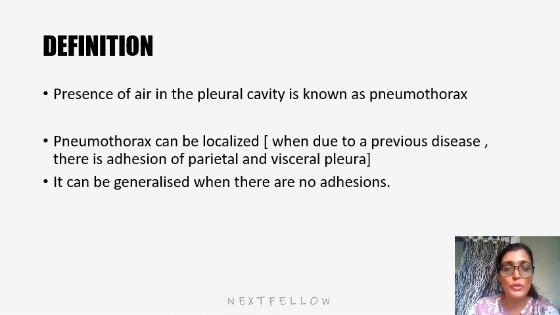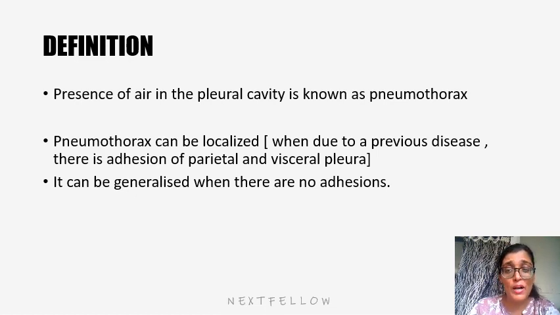Now, pneumothorax can be localized when it is due to a previous disease, with adhesion of the parietal and the visceral pleura, or it can be generalized when there are no adhesions. Imagine that a patient has some kind of infection and has developed loculated pleural effusion, or has developed adhesions of the parietal and visceral pleura. In between those adhesions, there will be trapped air, which can cause localized pneumothorax.